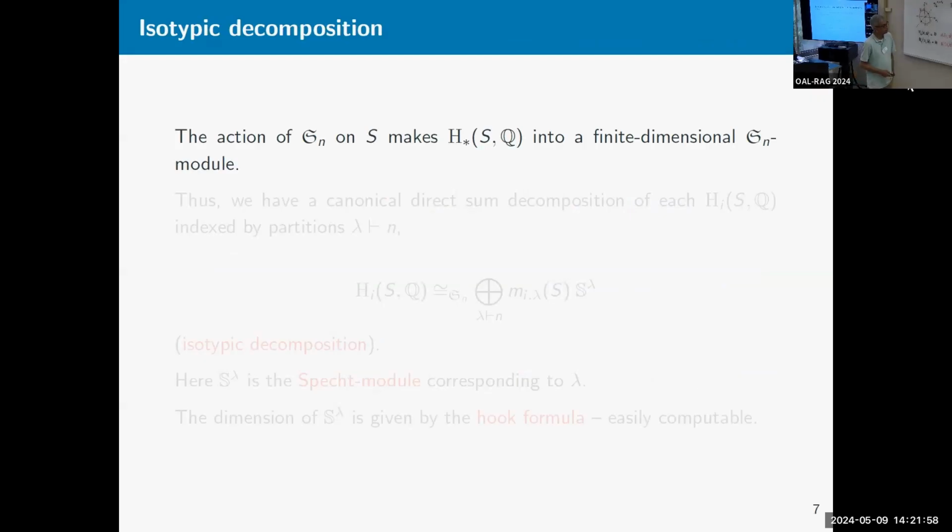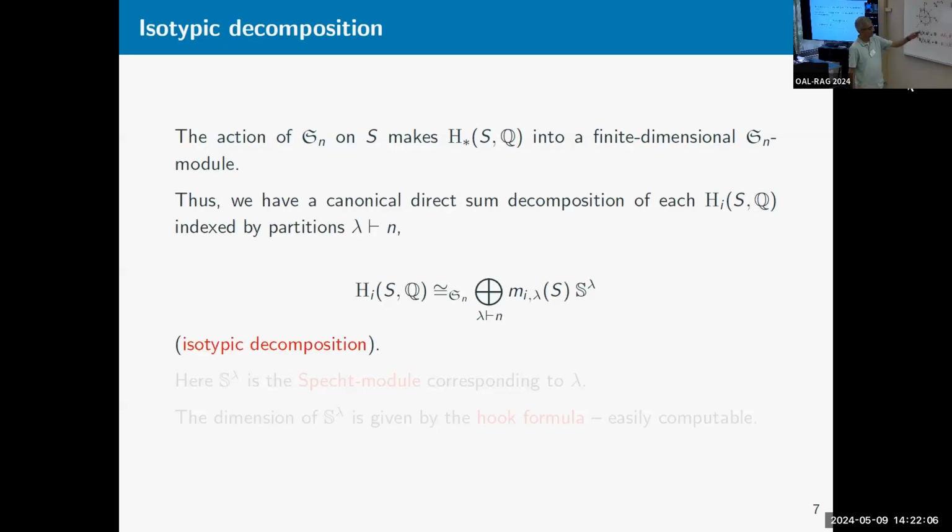So, isotypic decomposition. This is what I have already explained in this picture here. But as I said, the action of the symmetric group, if you have a symmetric semi-algebraic set, makes the homology into a finite dimensional S_n module. And so we have a canonical direct sum decomposition of these homologies into isotypic components, where each isotypic component is a multiple of some irreducible representation. These are sometimes called Specht modules, and they are parameterized by partitions of n.